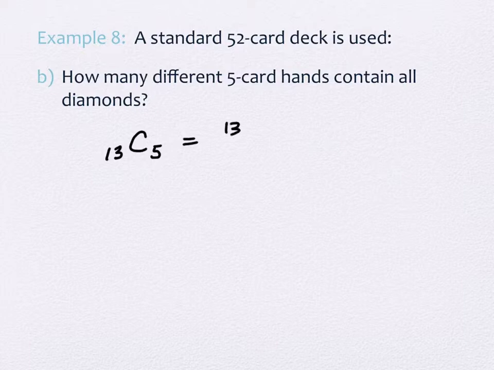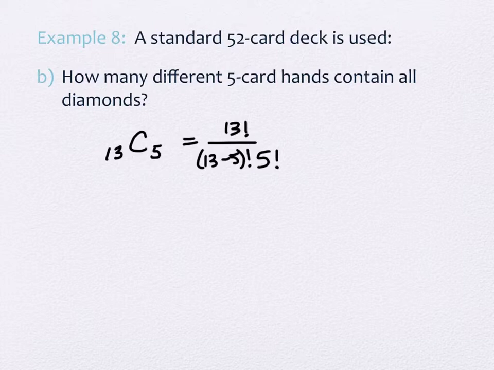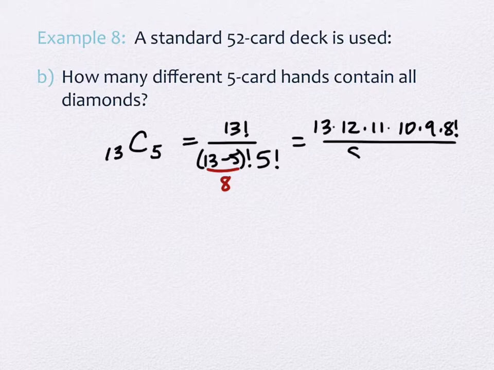So I have 13 factorial on top, 13 minus 5 on bottom, factorial, and then 5 factorial. What is 13 minus 5? What is it? 8. 8's right, yeah. So we'll write our 13 out till I get to 8. So 13, 12, 11, 10, 9, 8 factorial, which will cancel with the 8 factorial, and then I have 5, 4, 3, 2, and 1. So of course the 8's go away.